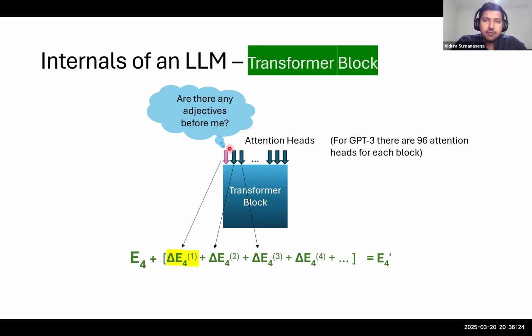So this was only one attention head, right? We looked at only one attention head that asked, are there any adjectives before me? There are more attention heads. In GPT-3, we have about 96 attention heads, each asking different questions. These are not trivial questions like this. It's a bit harder to understand what each attention head asks, but you can think of something like this.